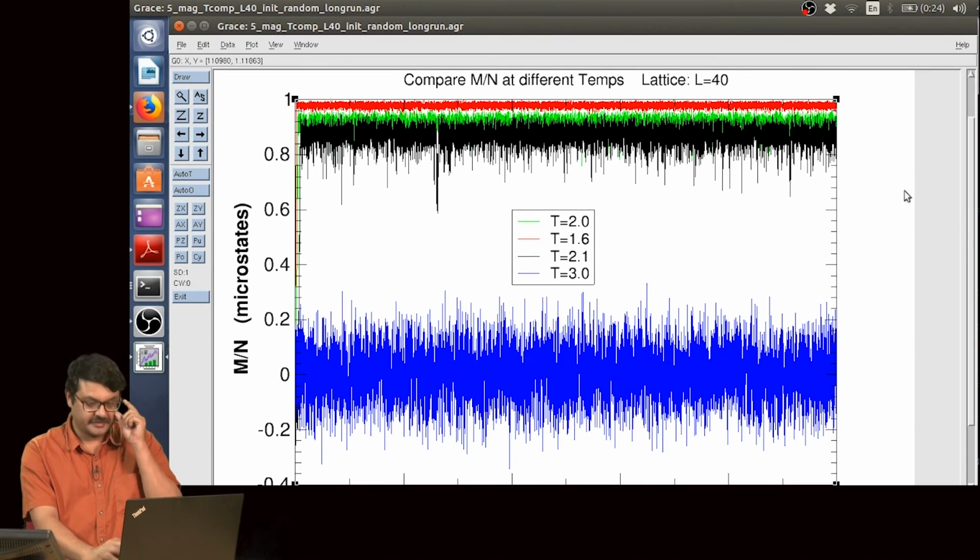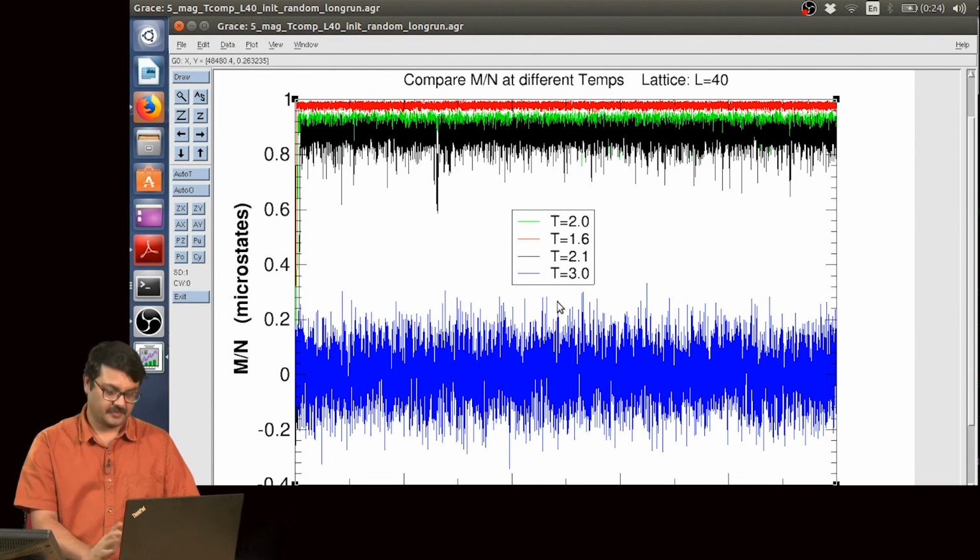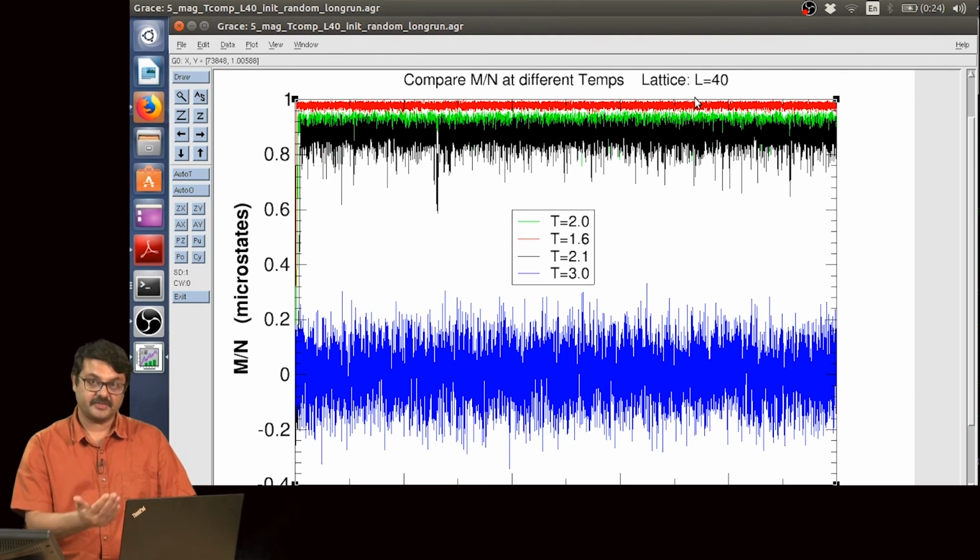and you have already seen data for T equal to 2.0, and it is this green one and it fluctuates around 0.95. Now, if I plot the average magnetization per spin, that is, the instantaneous magnetization for each microstate at 1.6, you see that it is even closer to 1, right. So, you have a larger fraction of spins pointing up here compared to that of temperature 2.0.